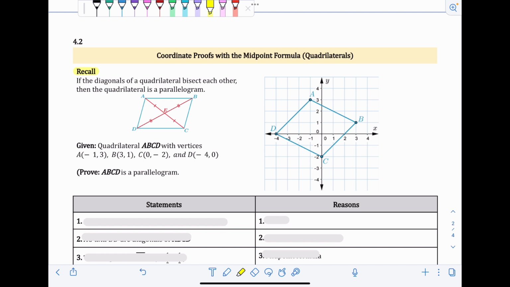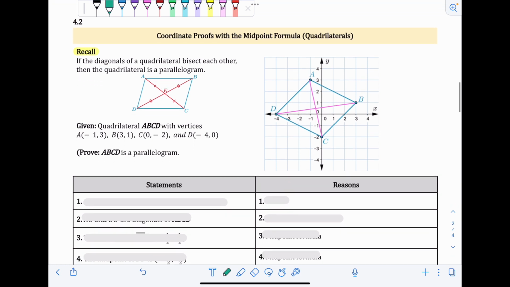If we're trying to use the midpoint formula, we just reviewed the fact that if the diagonals of a quadrilateral bisect each other, then the quadrilateral will be a parallelogram. If I draw the diagonals on here, one diagonal is AC, and the other diagonal is BD. If they bisect each other, that means their midpoint is going to be on the same exact point, meaning the midpoints should overlap, versus if it was off-centered, it would not be a parallelogram. So the goal for our proof is to show that the midpoints of each diagonal are the same point.